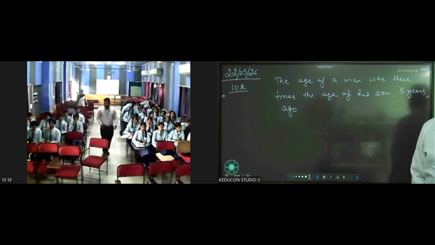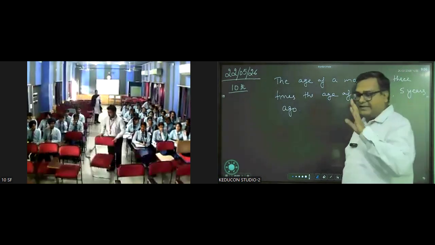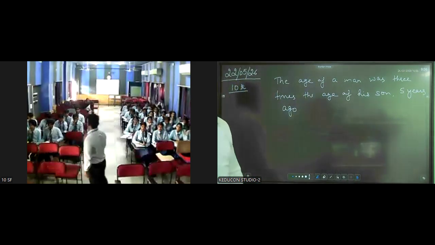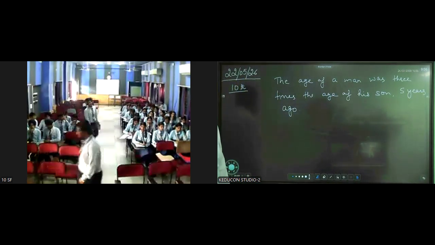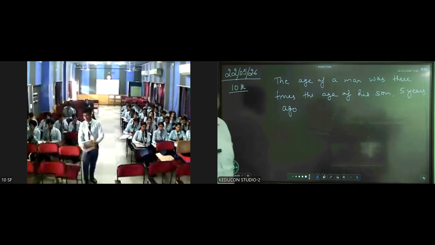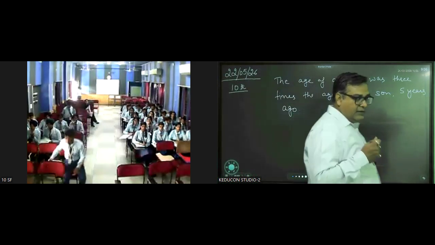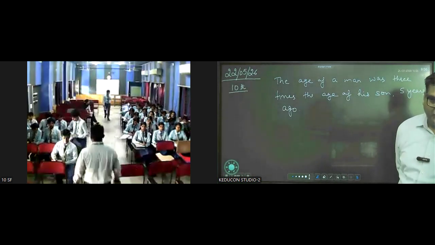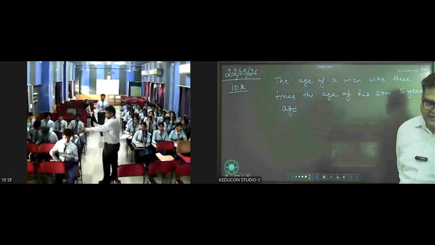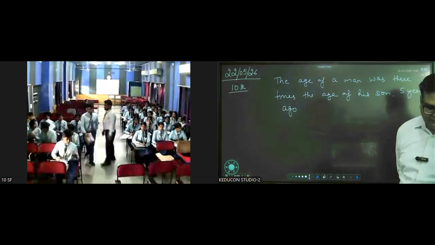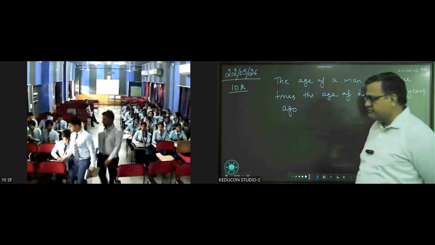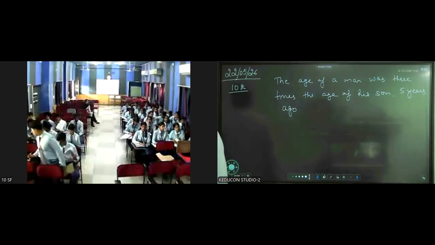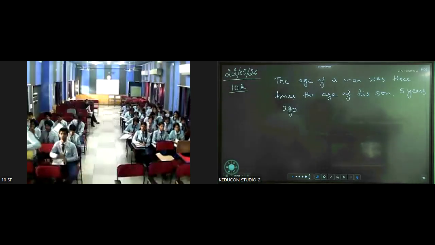Now look at the statement and tell me what will be the equation for this. How will you make the equation? The age of a man was 3 times the age of his son 5 years ago. How will you write this in the equation form? Who will tell me? Please work on this and tell me what will be the equation. Tell me, student, what will be the equation?